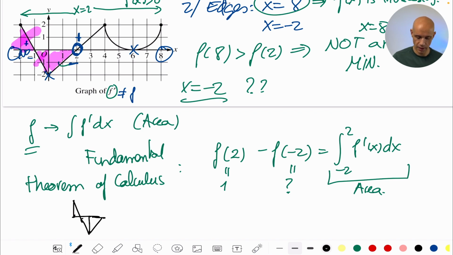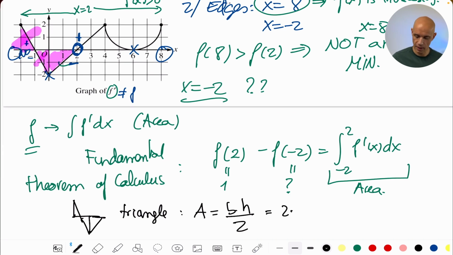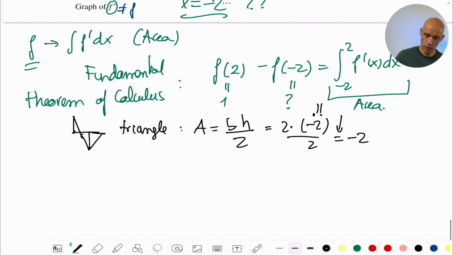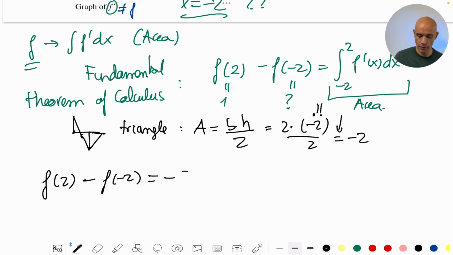Now we still have this area, which is a triangle. The area of a triangle is base times height divided by 2. How much is the base? Well, 2. How much is the height? Minus 2. Well, be careful with this, because it's going down, divided by 2. So you have minus 2. In other words, you now know that the value of f of 2 minus the value of f of minus 2 is minus 2. But this sign here is fundamental.